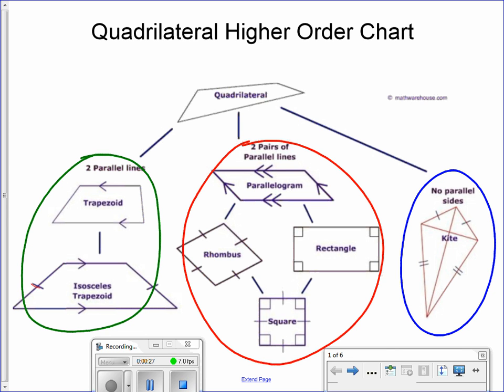The first set, circled in green, are called trapezoids. The second set are called parallelograms, and the third set is called kites. Basically, we're going to start off with the basic idea of a quadrilateral, which is a 4-sided figure, and then add a characteristic to it. Once we add a characteristic, it sends it into the category of the green ones, the red ones, or the blue ones. So we'll have to understand what those characteristics are and memorize which one they are. Most students find this relatively easy if they stay up on their vocabulary words.